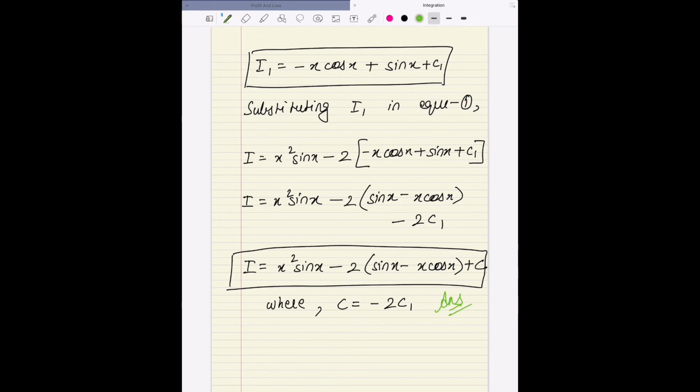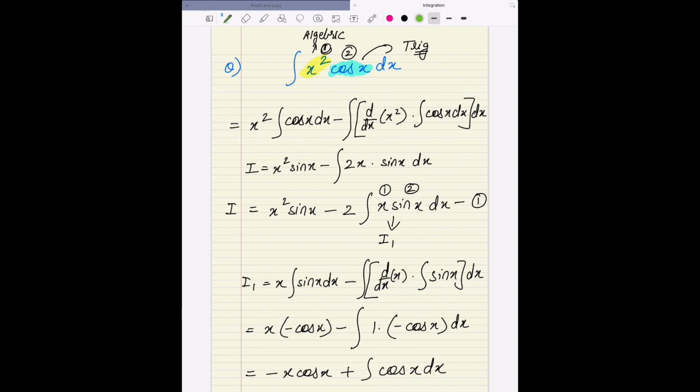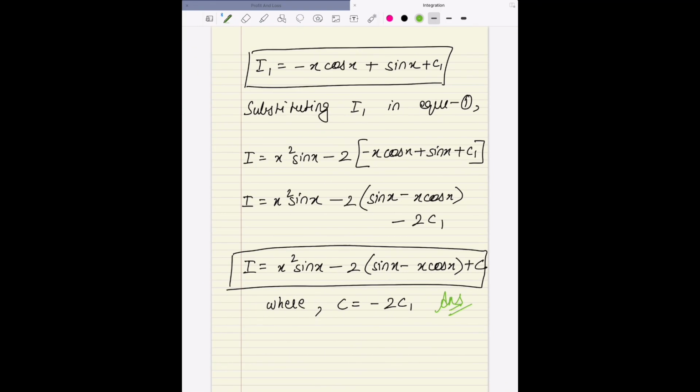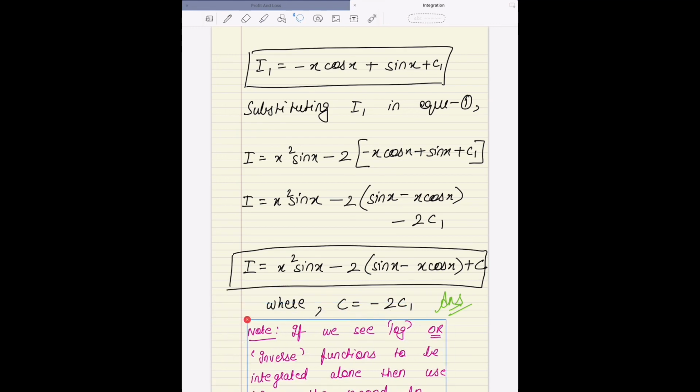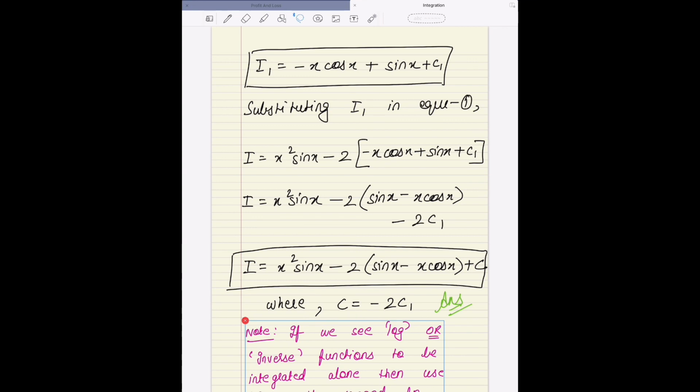So this is how we do by parts. Hope you guys have understood this. There is one note specifically I want to mention. Now be careful about this. These are special cases in by parts.